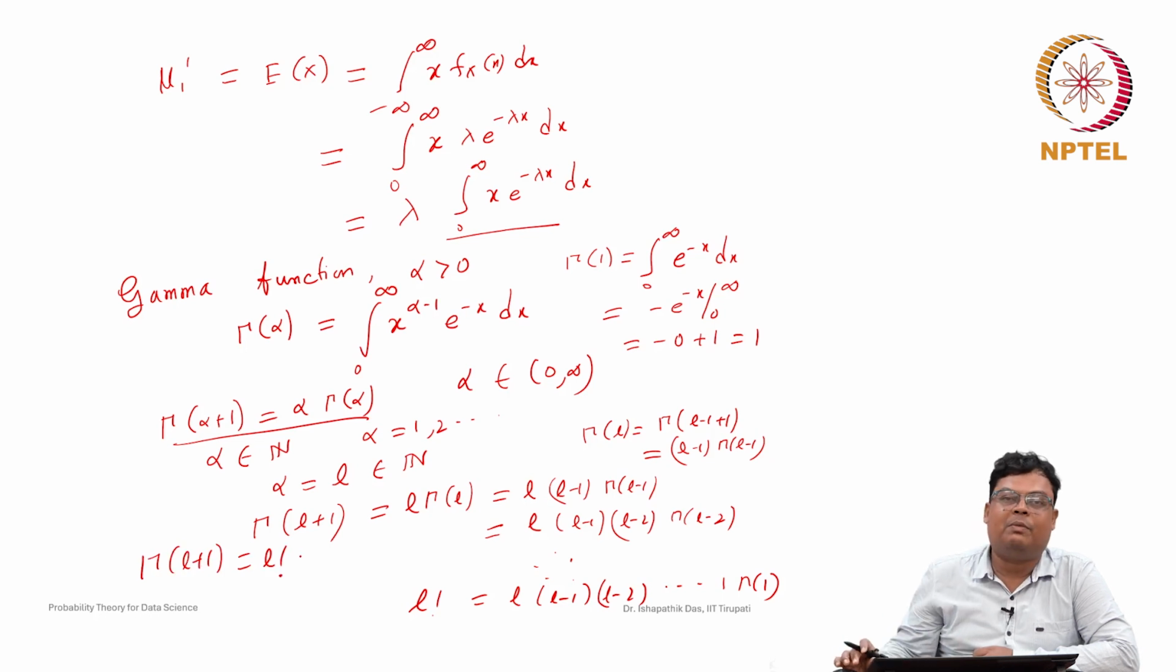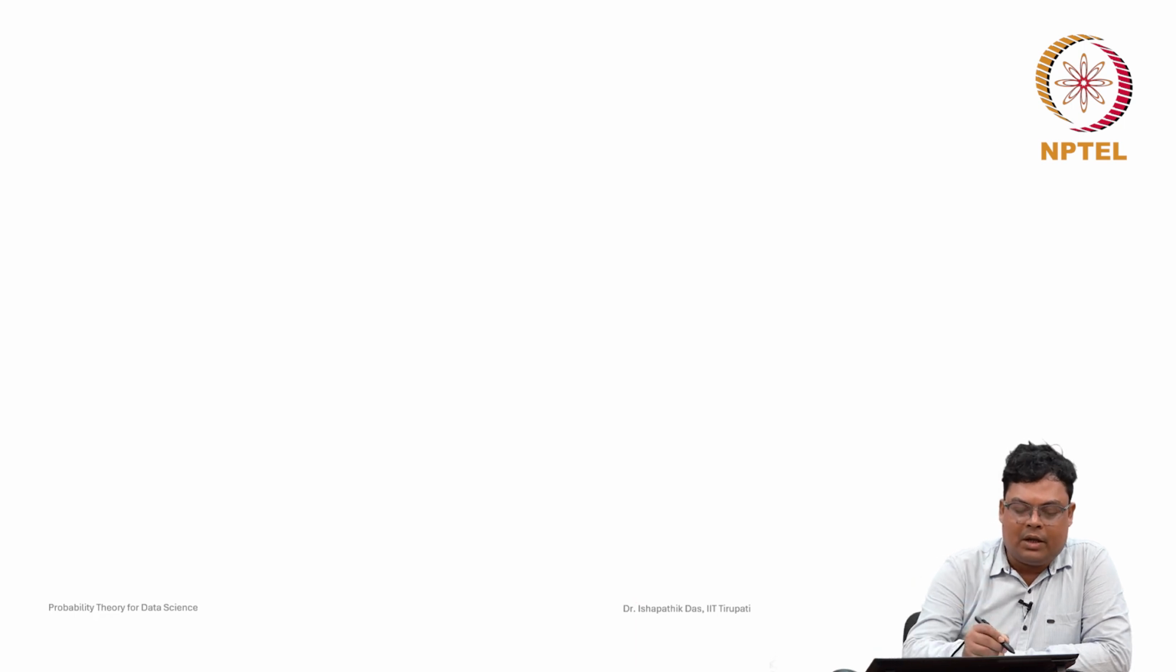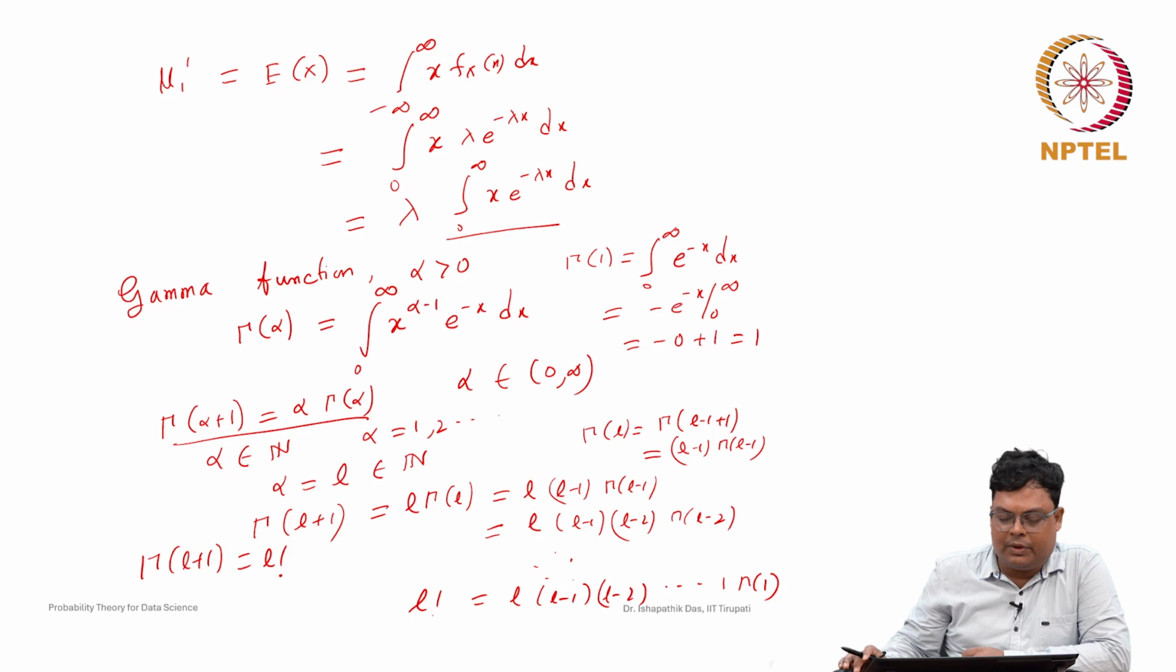So, these are some of the properties of the gamma function that we will utilize for our computation. Some other values are also known, we are not going to compute them, we just remember them. Gamma of half: when alpha is equal to half, gamma of half is nothing but root pi. That also we will use here. You have already learned these in your integral calculus course, so we will use this information, and we will recall it again later.